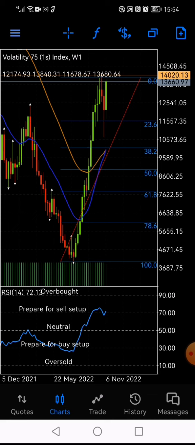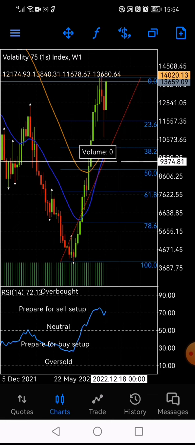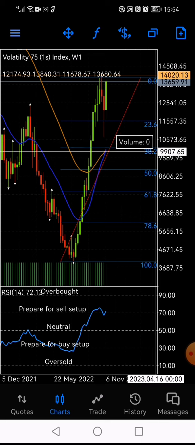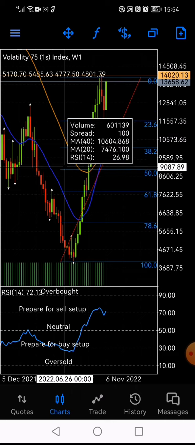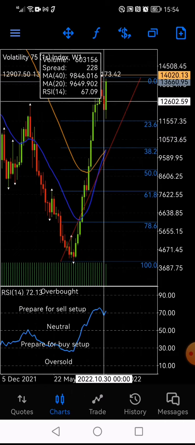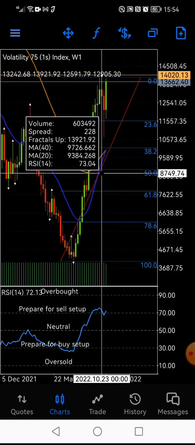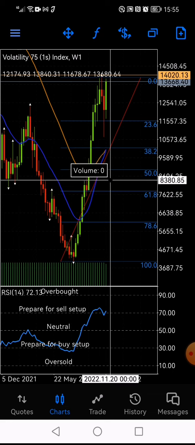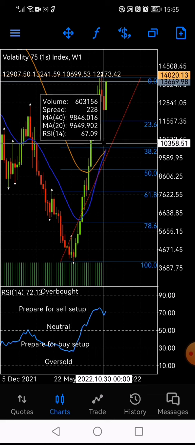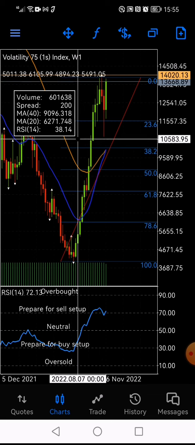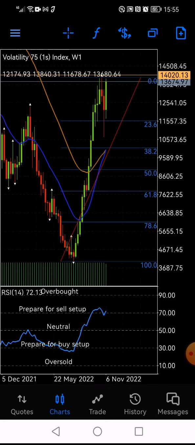It did the correction. But look at the correction. Look how weak the correction was. The correction only came between 23.6 and 38.2 Fibonacci. This shows that the trend going upwards is very strong. If it was a weak trend with fewer buyers, this could have corrected all the way to the 50%, or even to 618, or even to 786. But it only corrected to between 23.6 and 38.2. Then what happened? It shot up, meaning people are keen to buy it.